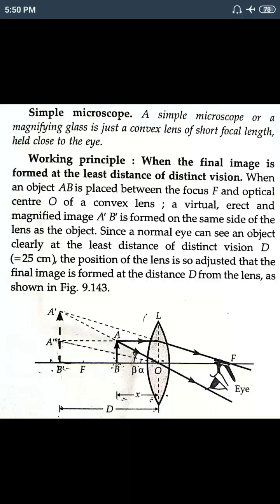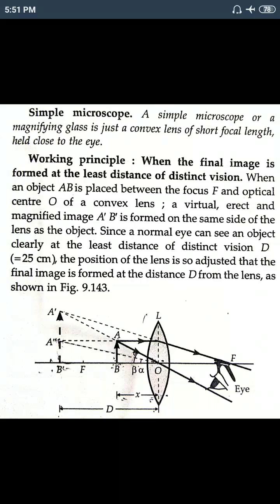Today we discuss the last part of this chapter, ray optics, that is optical instruments. In optical instruments we discuss the microscope and telescope: the simple microscope, the compound microscope, and the telescope, only the astronomical telescope, refracting and reflecting types, and their magnifying power. The expression derivation is not in the syllabus, but still I will give the derivation, otherwise you cannot understand.